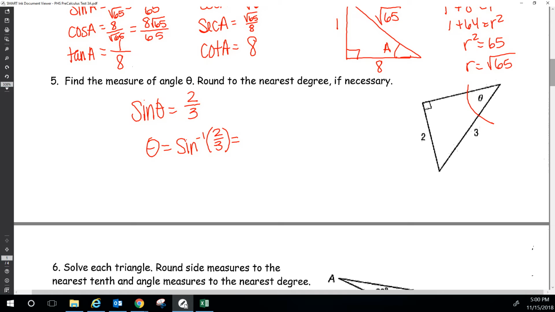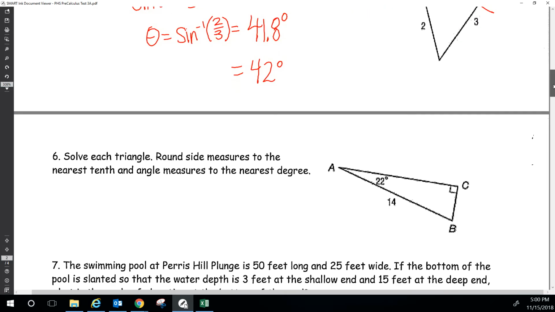So sine inverse of 2 divided by 3, I'm getting 41.8 degrees. Oh, I remember what was wrong with this. It says round to the nearest degree, so 42 degrees. So again, on your test tomorrow, it's all multiple choice, so you should be able to figure that out. You'll be able to avoid my mistake.